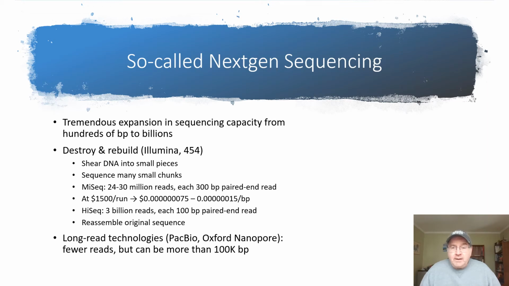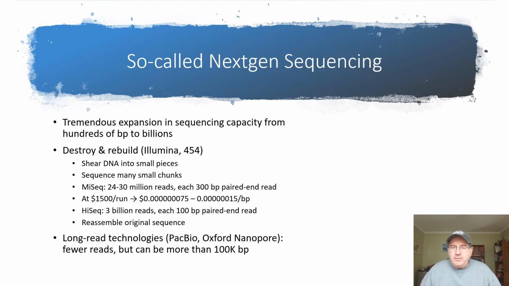A HiSeq run gets you more reads. They're shorter, but you get more of them. So instead of 24 to 30 million reads, you're getting 3 billion. So what is that? That's 100 times, 100? Yeah, 100 times more reads. They're a third shorter, so 100 base pairs instead of 300 base pairs. So you're getting much more data there, even though the reads are shorter.